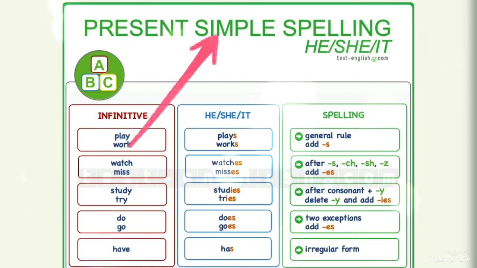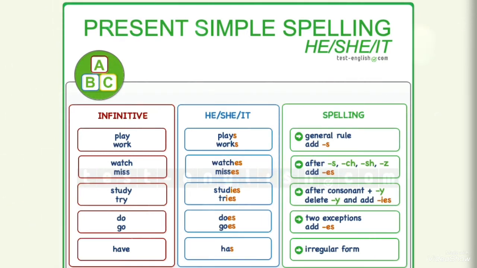And now, my dear students, let's see the spelling rules when we add S with he, she, and it. In some cases, we only add S, and in other cases, we add ES, not only S. In some cases, we delete some letters and add other letters with S. And in other cases, we change the verb totally with he, she, and it. So let's see the examples here.